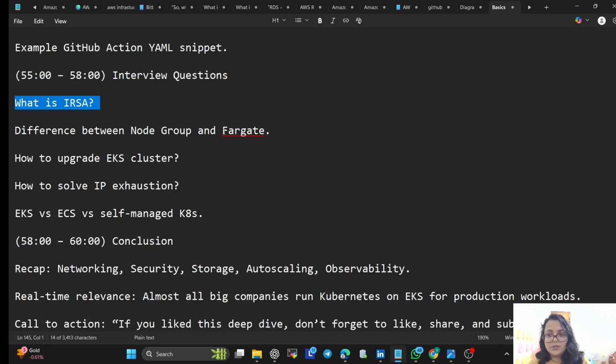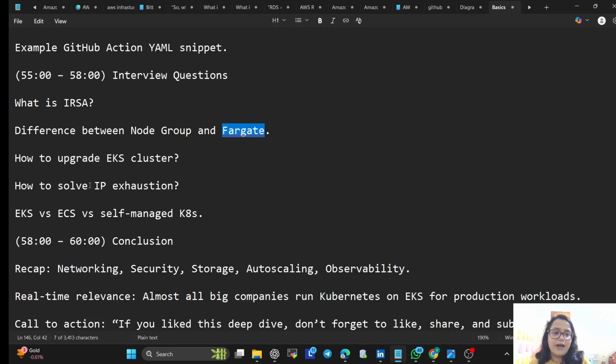So node group is EC2 based, okay, you have to manage, and Fargate will be serverless. Here no node will be there. I'm explaining in one word. You can go and check on the internet, if you don't understand. Otherwise, if you explain in one word, that is also fine. How to upgrade an EKS cluster? So upgrade the control plane via AWS console or CLI, then upgrade the worker nodes, that is the AMI, and then upgrade add-ons.